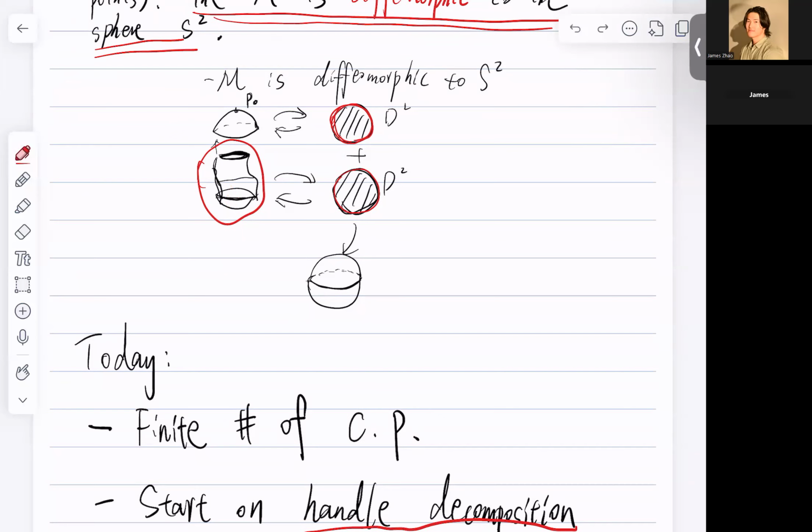Once we do that, we can glue those two things back together. If we look at those two red parts on the two disks, we can glue those two boundaries and form a sphere by gluing the boundary, right? Yeah, so this is basically the gist.